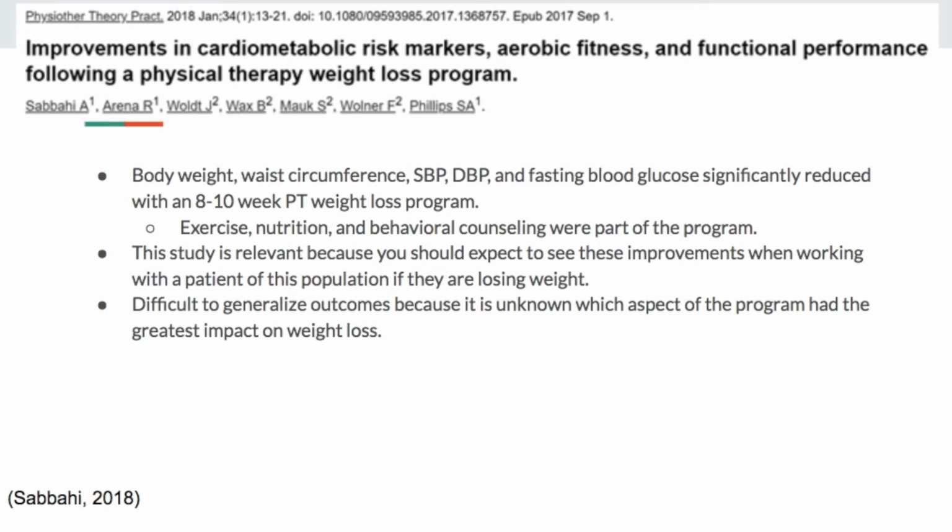So an article that we found showed that an 8 to 10 week PT weight loss program decreased body weight, waist circumference, systolic blood pressure, diastolic blood pressure, and fasting blood glucose. And this program consisted of exercise, nutrition, and behavioral counseling. And this study is relevant because you should expect to see these changes when working with a patient if they are losing weight. And then also a drawback of this study is that it's difficult to generalize the outcomes because it's unknown which aspects of the program have the best impact for weight loss.